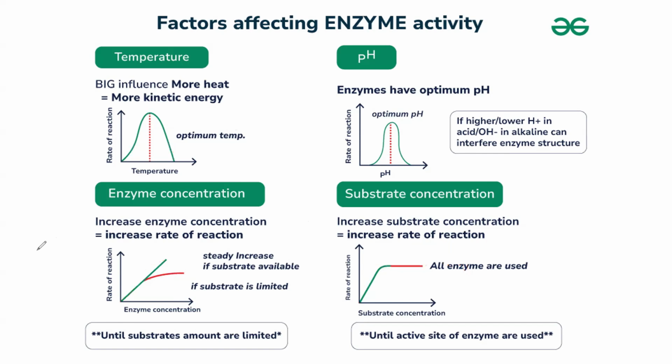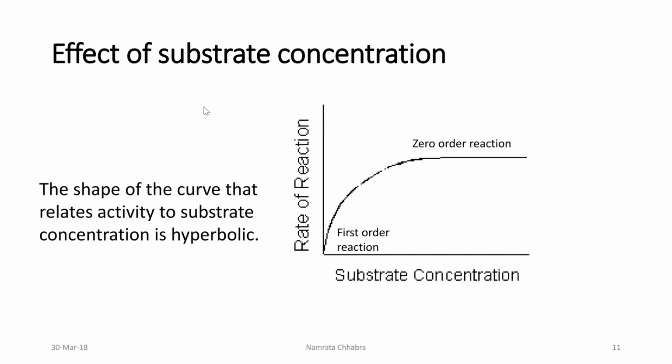So now the next thing that we are going to look at is, of course, the effect of the substrate concentration. As we said, the shape of the curve that relates activity to substrate concentration is hyperbolic. So this is the hyperbolic shape. And of course, this is the first order reaction. It means that an increase in the substrate concentration has an effect on the increase in the rate of the reaction. So from here to here, we have first order. It means that an increase in the rate of the reaction is dependent on the increase in the concentration of the substrate, that is the reactant.